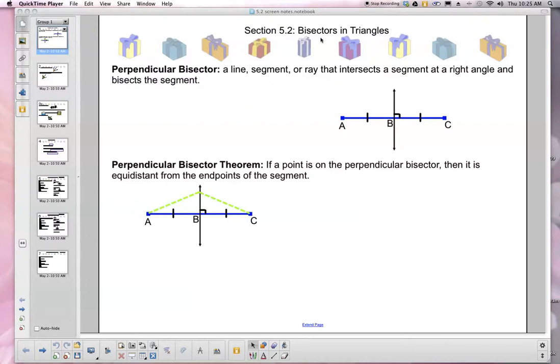This lesson is on section 5.2, bisectors in triangles. By definition, we talk about what a perpendicular bisector is. Remember that bisect means to cut in half.